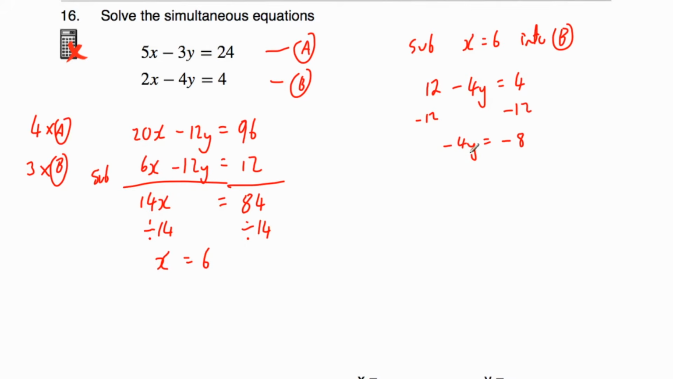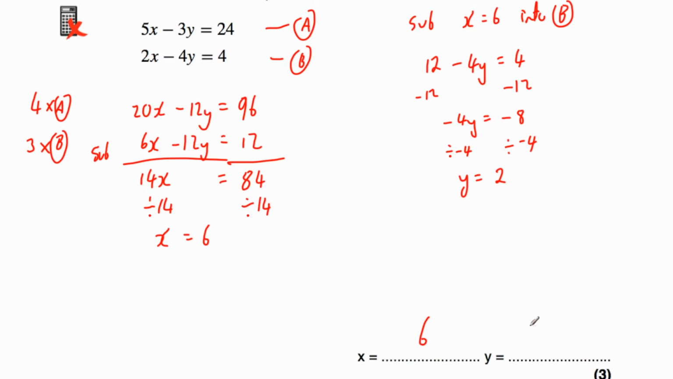Now we don't want minus 4 times y, we just want y, so let's divide both sides by minus 4. Minus 4y divided by minus 4 would just be y. And on the right hand side, we've got minus 8 divided by minus 4. A negative divided by a negative is a positive, and 8 divided by 4 is 2. So y would be equal to 2. So that means our answer should be x equals 6 and y equals 2.